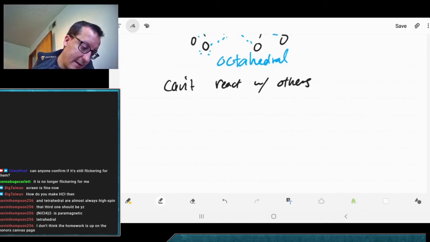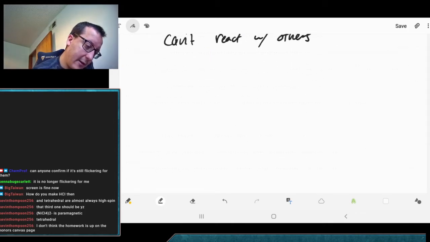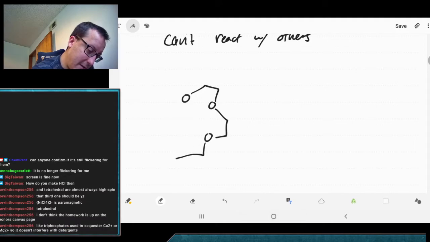If we take a look at other things, in organic chemistry, we're going to see there are a group of compounds called crown ethers.